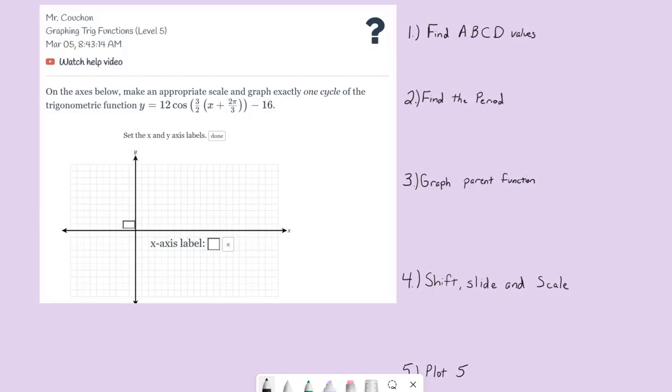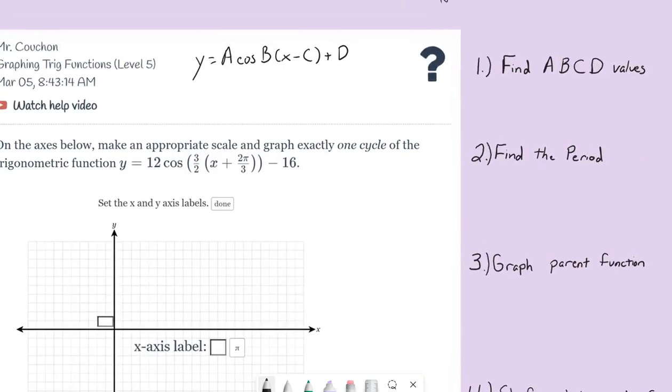And we're on level 5 of graphing trig functions, and at this point you can see we've got all values. What I mean is, in the generic form of the trig equation, we've got y equals a, this time, cosine of b x minus c, plus d. Now, let's just focus in on what those mean.